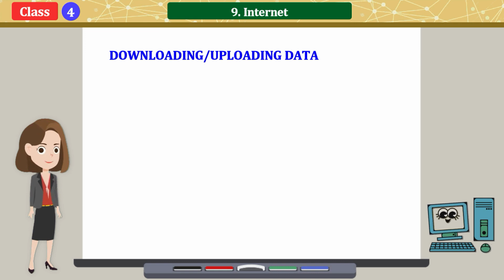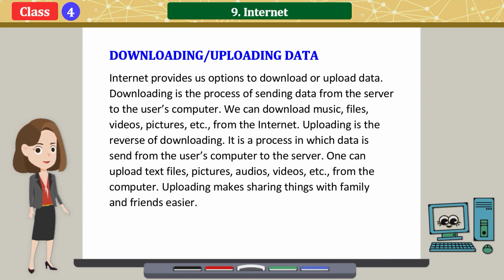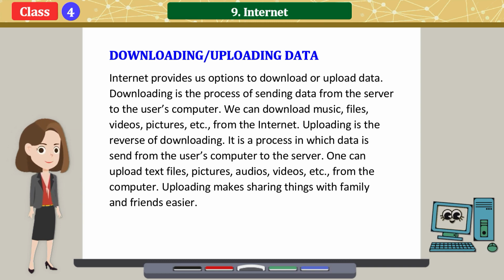Uploading data. Internet provides us options to download or upload data. Downloading is the process of sending data from the server to the user's computer. We can download music, files, videos, pictures, etc. from the internet. Uploading is the reverse of downloading. It is a process in which data is sent from the user's computer to the server. One can upload text files, pictures, audios, videos, etc. from the computer. Uploading makes sharing things with family and friends easier.